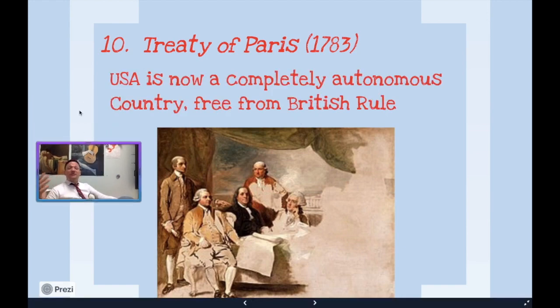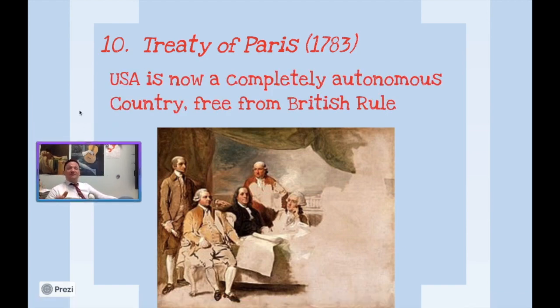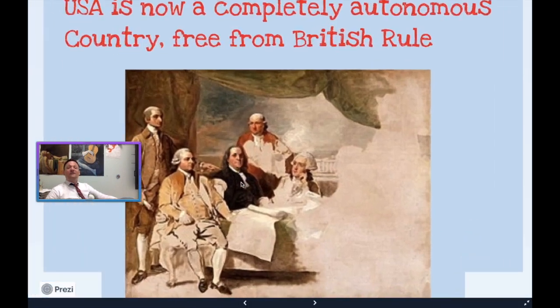And by now, the Treaty of Paris is signed, okay? In 1783, Benjamin Franklin goes all the way to France with a delegation of American founders, and they decide to end the war with Great Britain, and they sign the document known as Treaty of Paris, which makes the United States a completely autonomous country free of British rule.